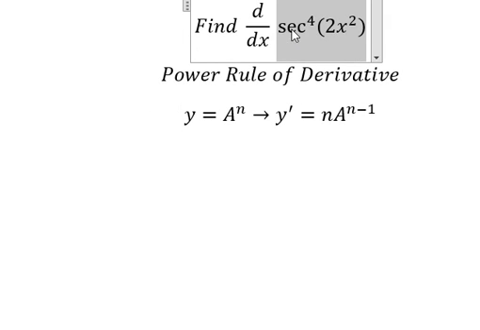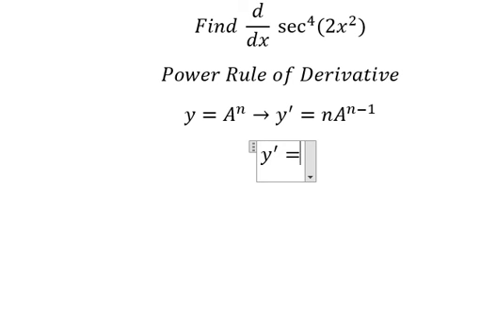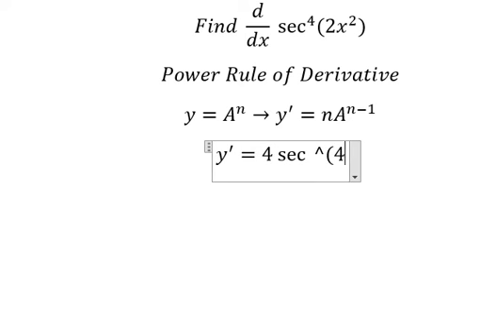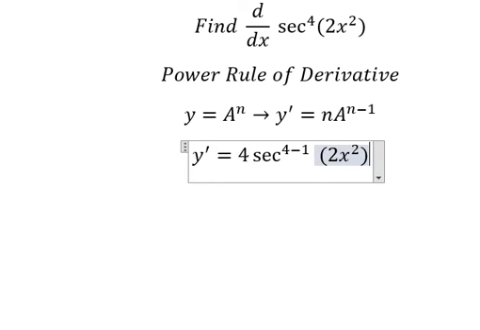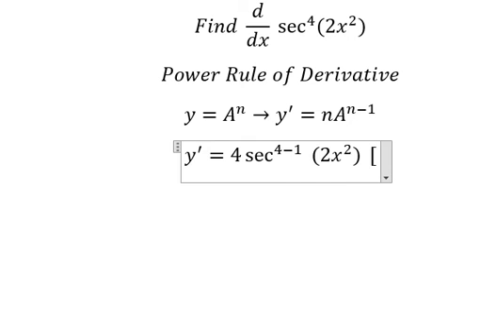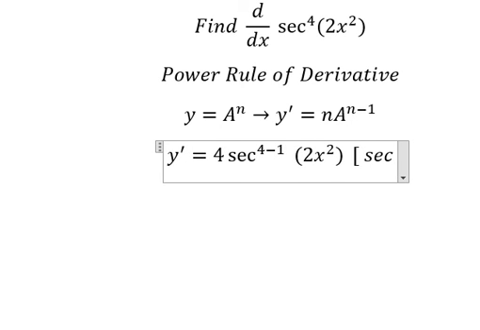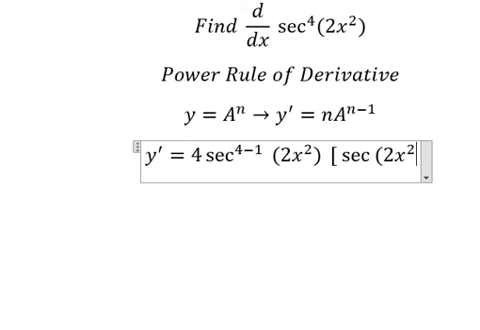Now we can apply the formula for this one. So we have 4 secant to the power of 4 minus 1, and we have 2s squared. Later we continue to take the first derivative of secant of 2s squared.